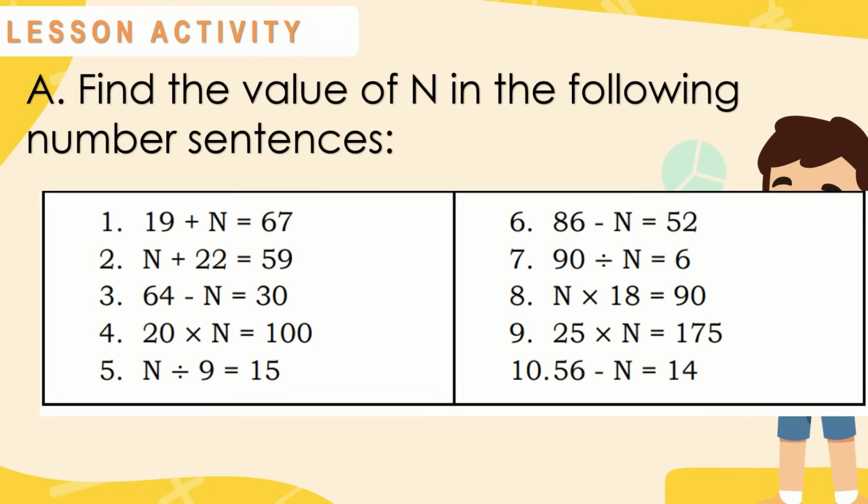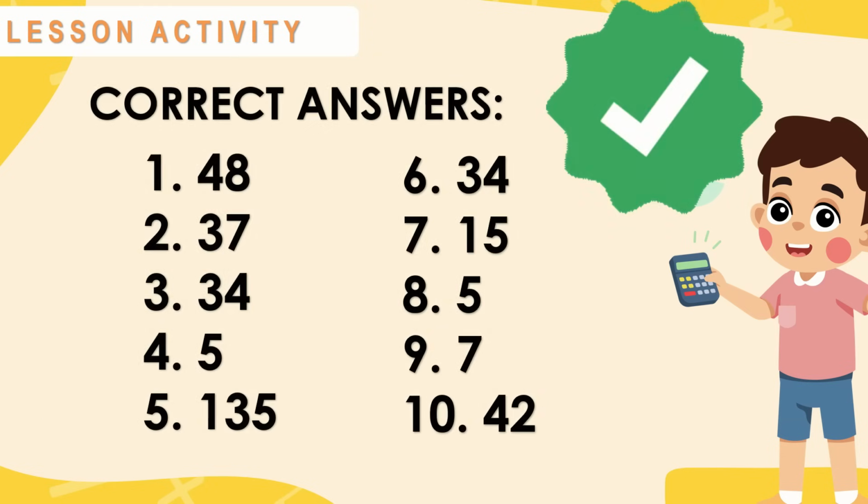Find the value of n in the following number sentences. Here are the correct answers. Number 1, 48. 2, 37. 3, 34. 4, 5. Number 5, 135. 6, 34. 7, 15. 8, 5. Number 9, 7. And number 10 is 42.